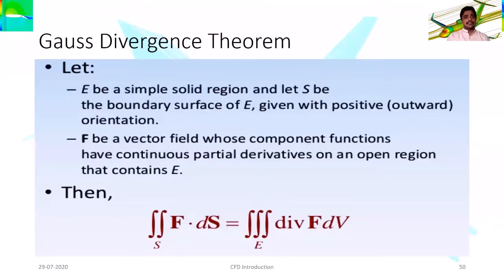For example, if E is a simple solid region, like the infinite solid element which we considered earlier, and let S be the boundary surface of E, where the fluid surface is available, with a positive outward orientation. That means the fluid is entering in this direction and leaving out in this direction. And let F represent the field vector or the force vector of that particular component. Whenever we are specifically interested only along a particular direction, we will be going with partial derivatives.